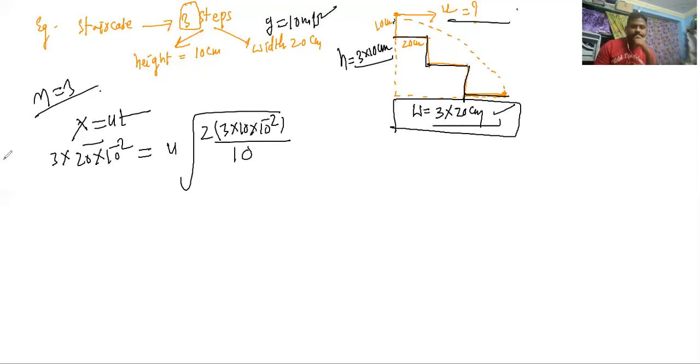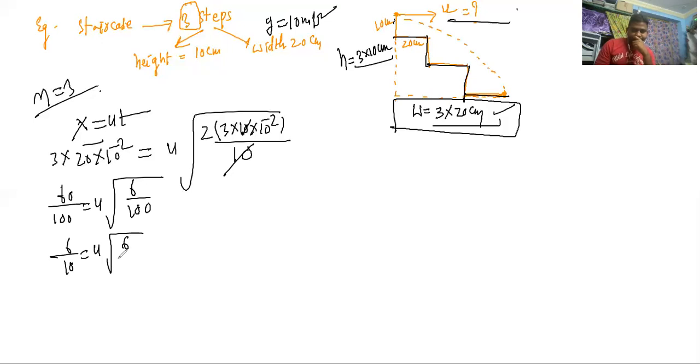Okay, now let's check it. 10 cancels here. This is how much? 60 by 100, which is equal to u into square root of 6 by 100. So this I can also write as 6 by 10, which is equal to u into root 6 into 1 by 10. Okay, root of 1 by 100, I'm writing as 1 by 10. So this 10 comes to the other side. This is u into root 6. Our aim is to find u, my dear students. That is very important. 10 cancels, and root 6 is equal to u.